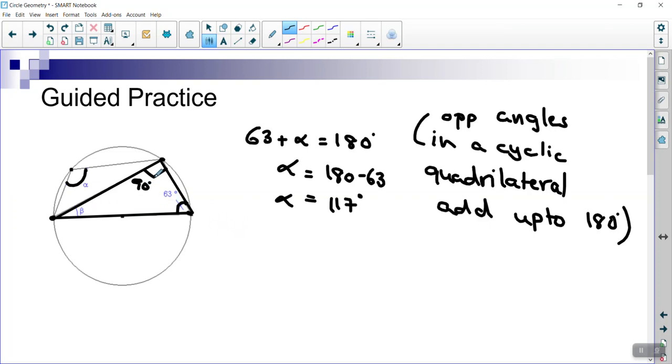Considering this is 90 degrees, that leaves us with the fact that 63 plus beta would add up to 90 degrees. So 63 plus beta would be 90 degrees. We are using angle in a semicircle.